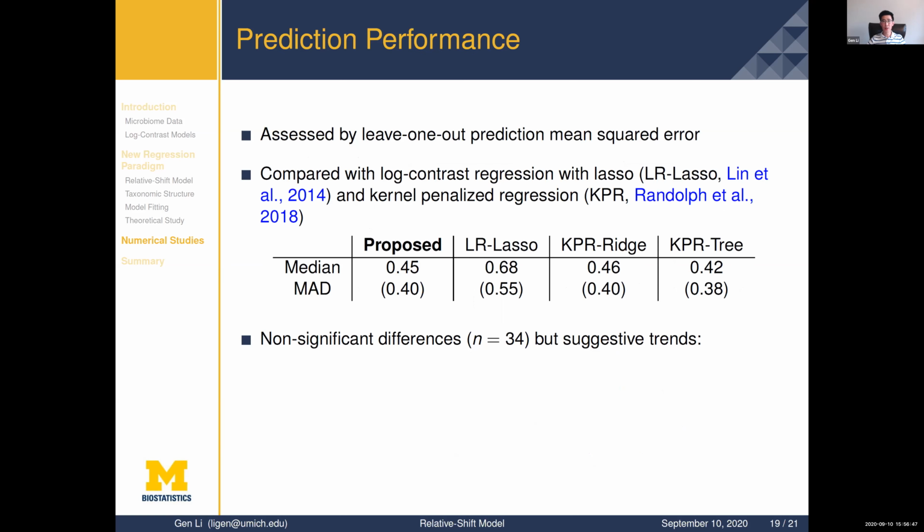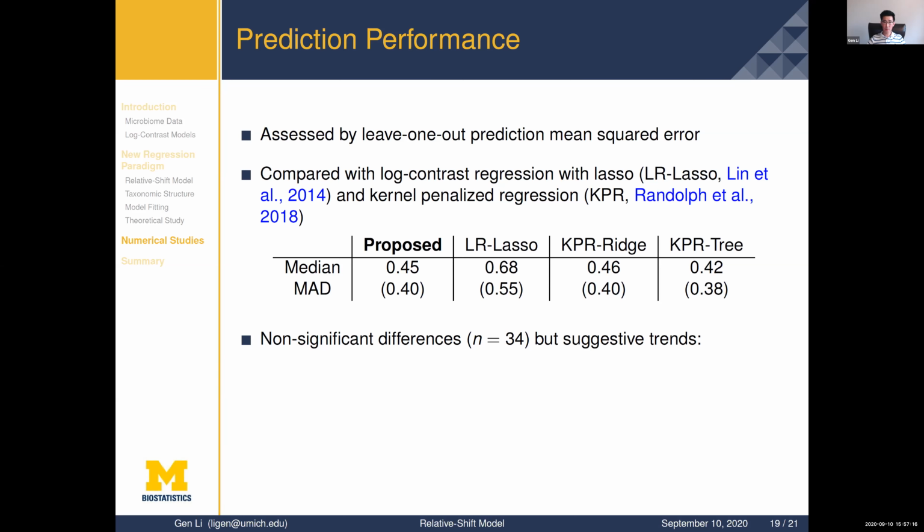Furthermore, we conduct some quantitative comparison with existing methods using leave-one-out cross-validation. In particular, we compare this leave-one-out prediction mean square error with some state-of-the-art methods, such as the log contrast model with lasso penalty and the kernel penalized regression with different penalties. So this is the result. These are the prediction accuracies based on the leave-one-out cross-validation.